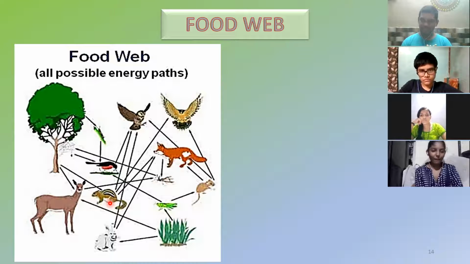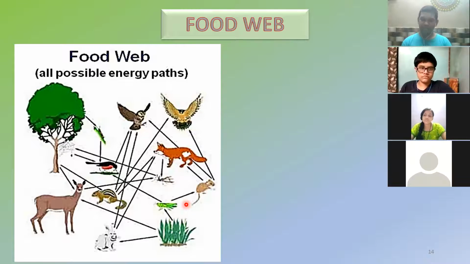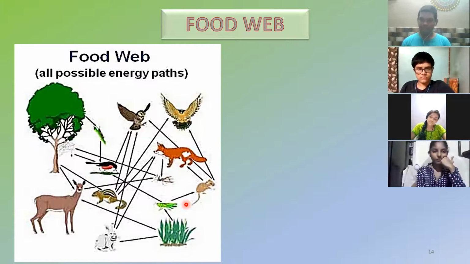Do you understand this? And out of all of them, when any animal or any plant dies, there are decomposers to act upon them. So it's like many food chains acting together simultaneously. Then it is called a food web. What does web mean? Like spider webs, network-like. So you can see a web-like formation over here. So this is the food web.